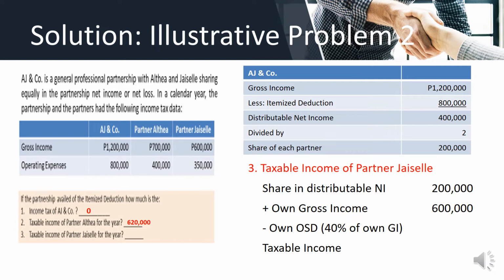40% times 600,000 or 600,000 times 0.4. And that will make you arrive at 240,000. So therefore, the taxable income of partner J-Cell will be 200,000 plus 600,000 minus 240,000. The taxable income of partner J-Cell is 560,000. So our answer for number 3 will be 560,000.